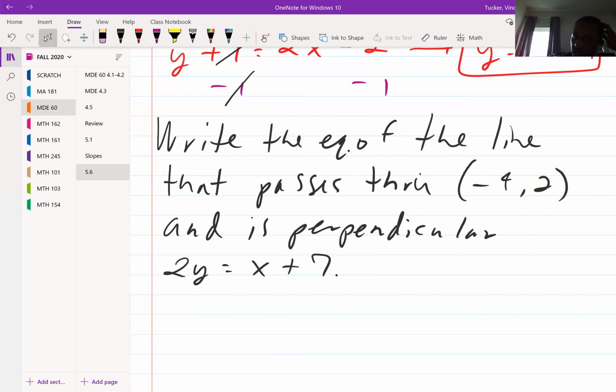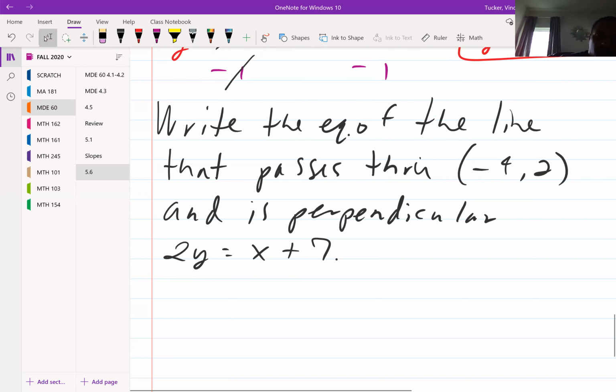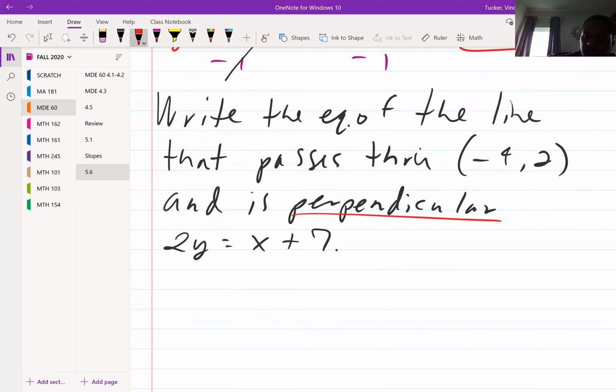All right, so here we want to write the equation of the line that passes through (-4, 2) and is perpendicular to 2y = x + 7. So this time our line is perpendicular to this line.